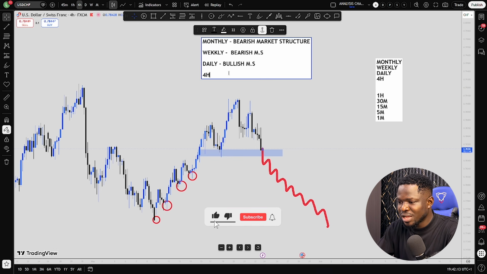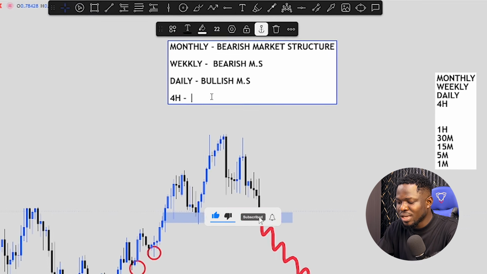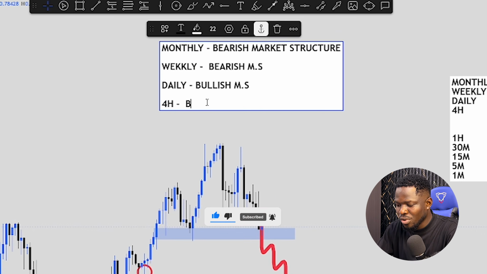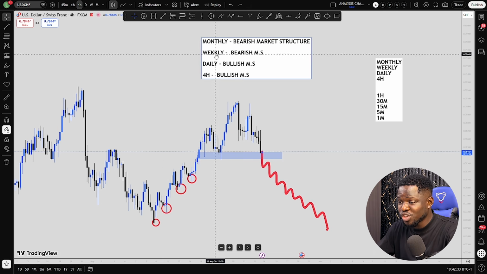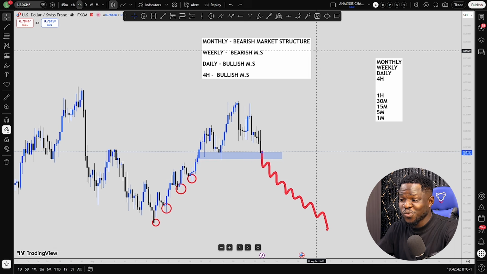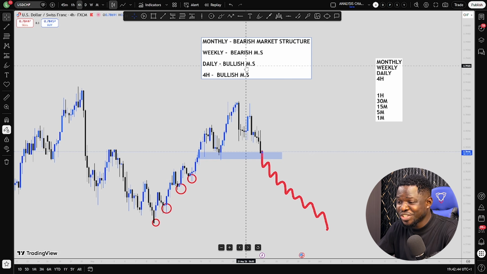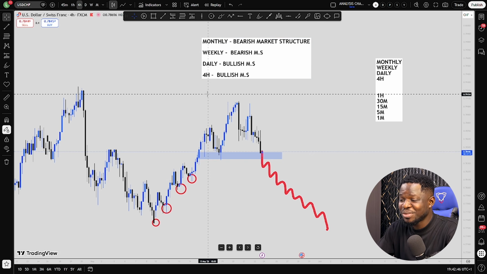So let me put it down inside the plan. 4 hours is currently a bullish market, right? So you can see the way the time frames' directions are totally different from each other. Monthly is bearish, weekly is bearish, daily is bullish, while 4 hours time frame is also bullish.